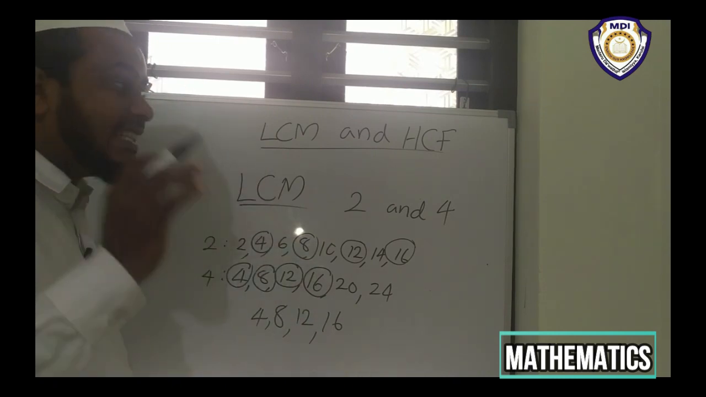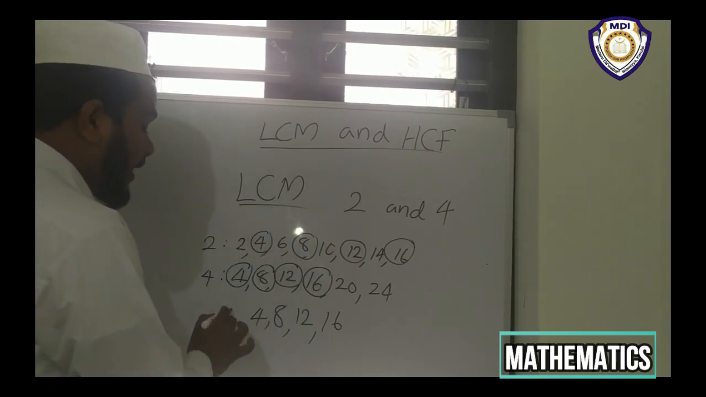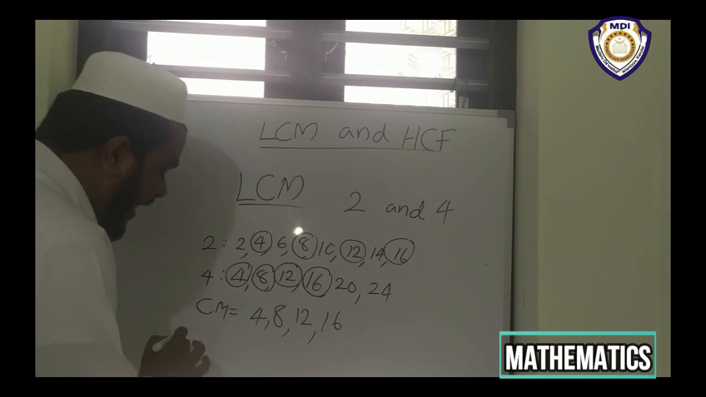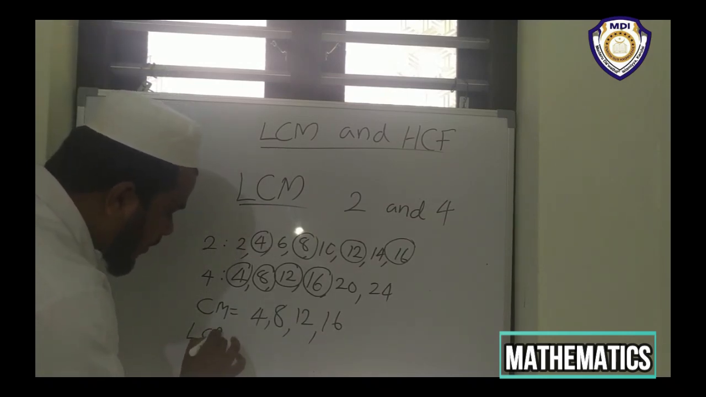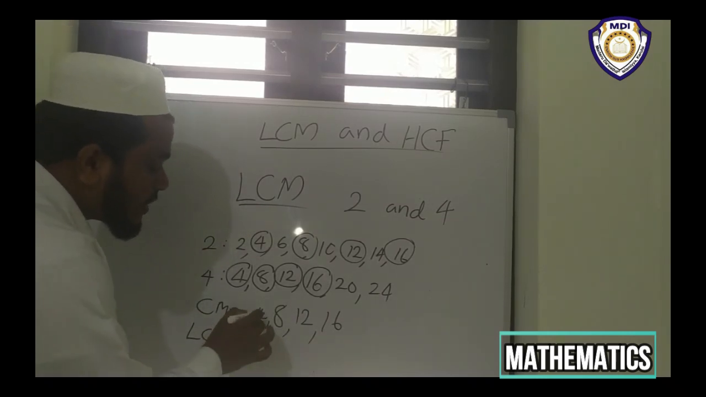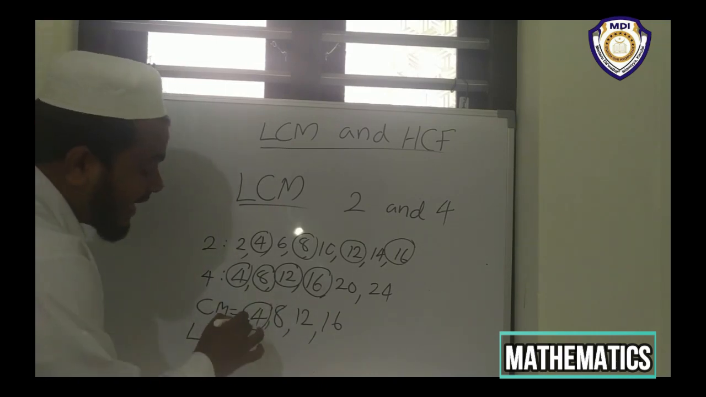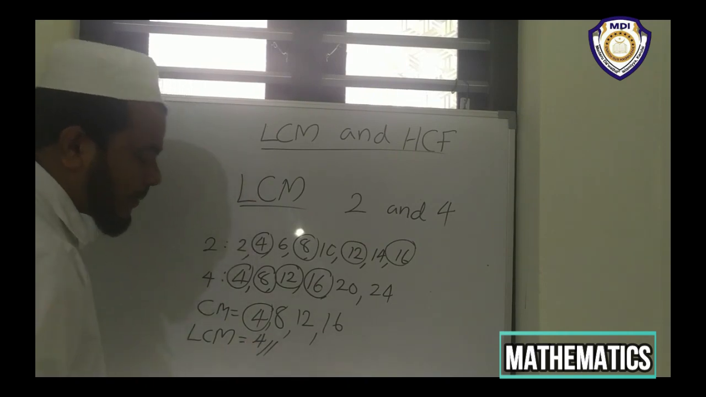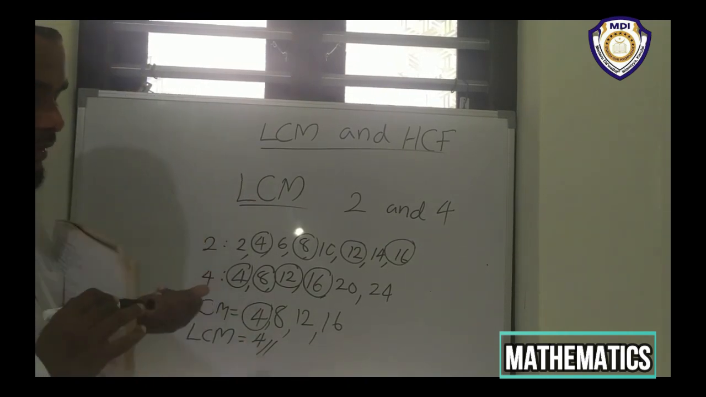But for LCM, the least common multiple, these are CM, common multiples. But LCM here is 4 because it is the least common multiple. Okay, 4 is the LCM. Did you understand?